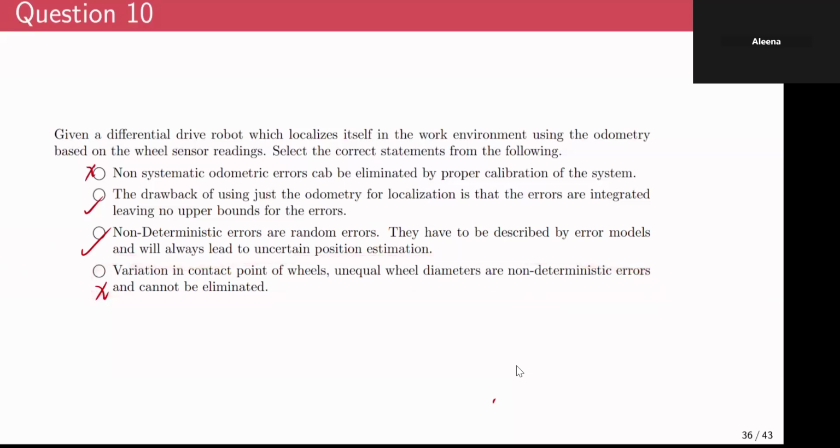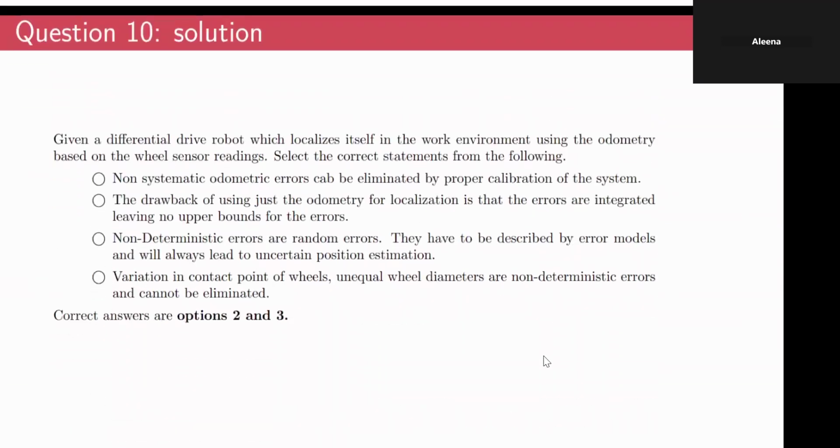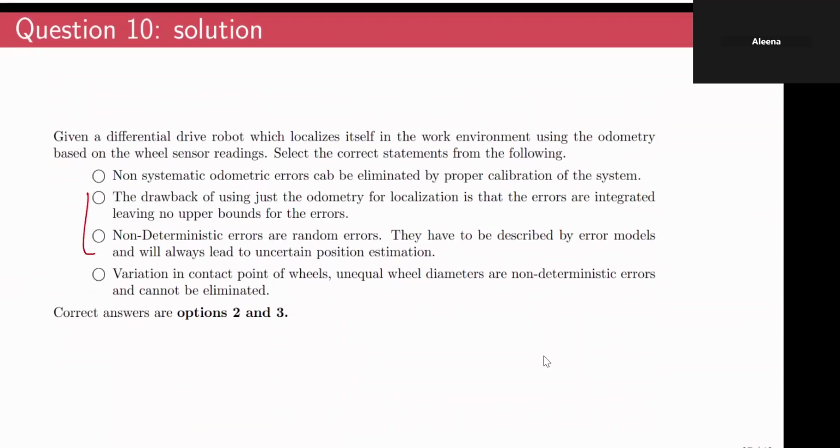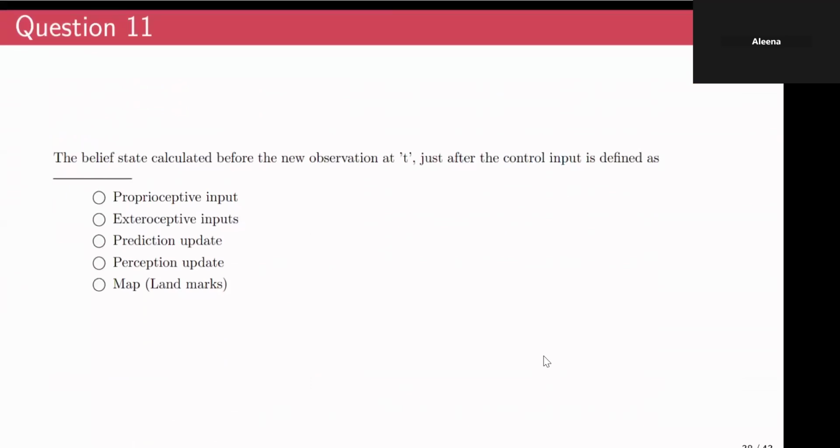And as a result, the only true statements are options C and D. These are just the two statements. All right. So yeah, options 2 and 3 are the only correct answers. I hope there are no conflicts regarding that.